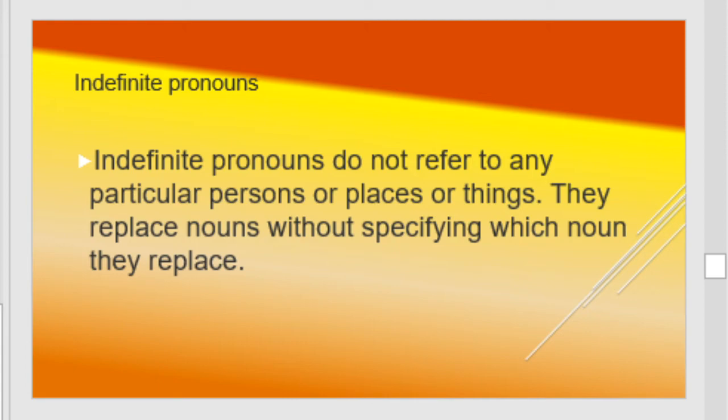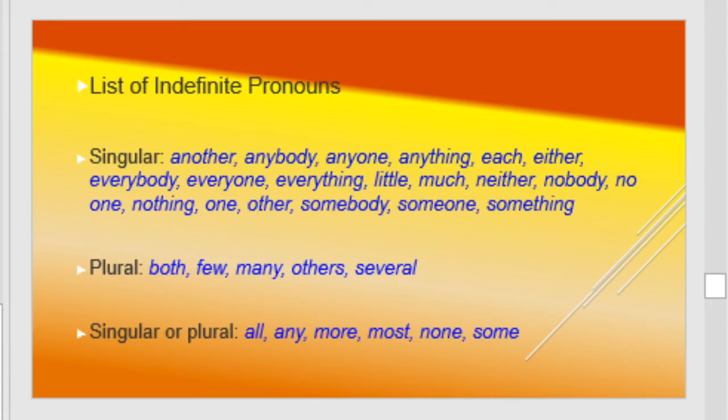So let's have some of the indefinite pronouns. Singular: another, anybody, anyone, anything, each, either, everybody, everyone, everything, little, much, neither, nobody, no one, nothing, one, other, somebody, someone, something. If you use these words, always use a singular verb. We also have plural: both, few, many, others, several. Then we also have singular or plural: all, any, more, most, none, some.